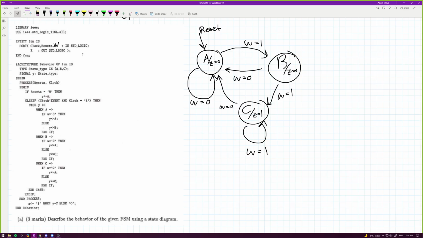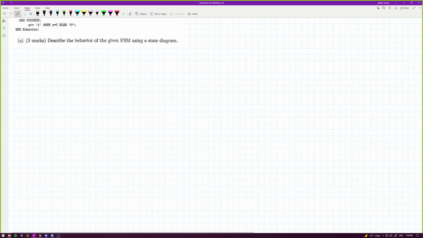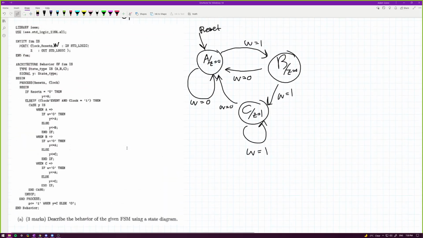Any questions about this one? No. Okay. Great. Sounds good. I think we should also mention, to fully answer the question, whether it's rising edge or falling edge. It looks like it's going to be a rising edge, unless I'm mistaken. Or it looks like it's level triggered, not even a rising edge. No, I think it's rising edge. It says clock'event, so when the clock changes and the clock is one, that's rising edge, right? I'm quite sure.